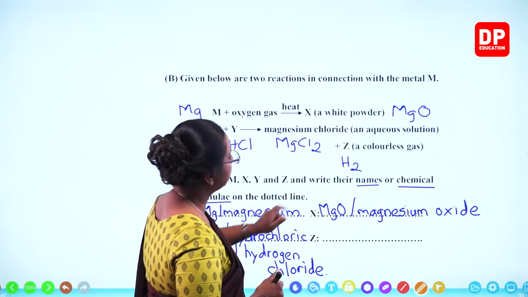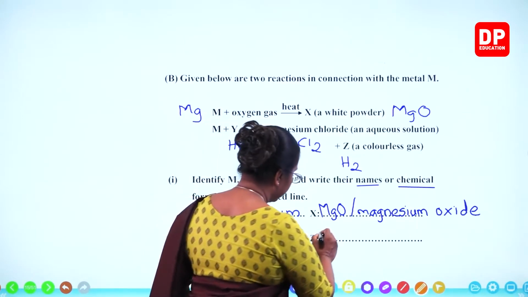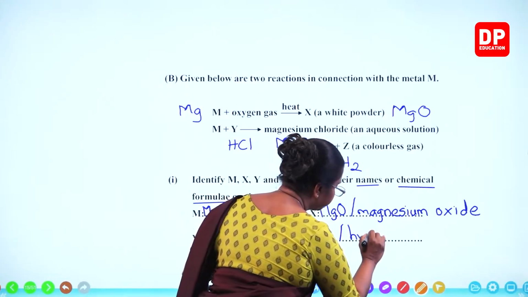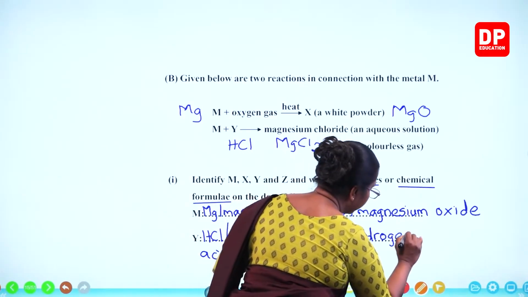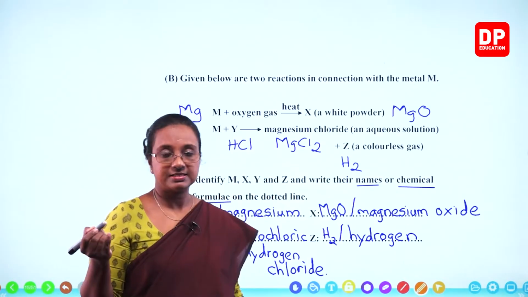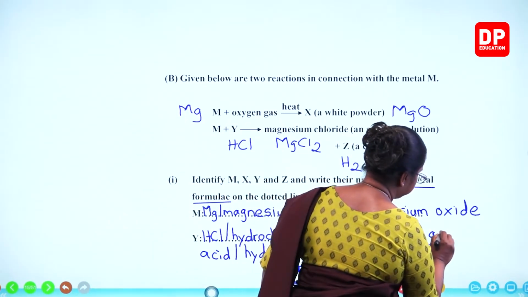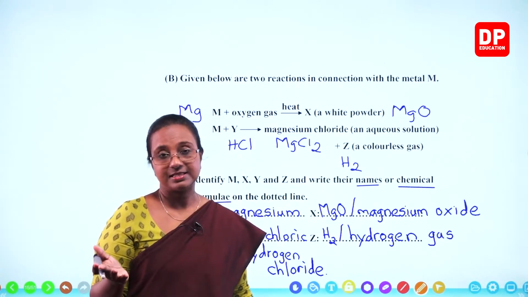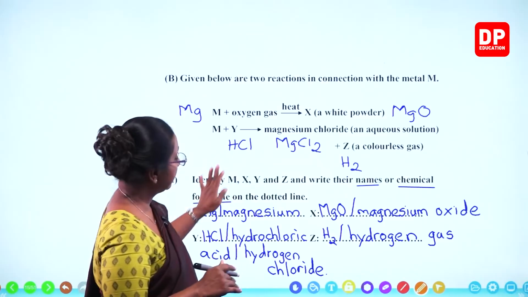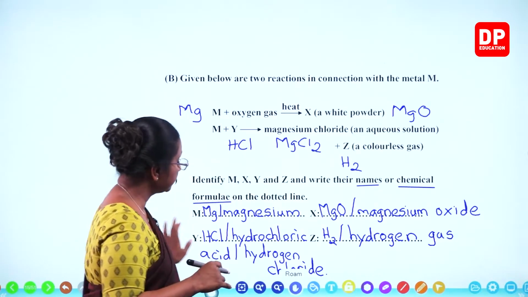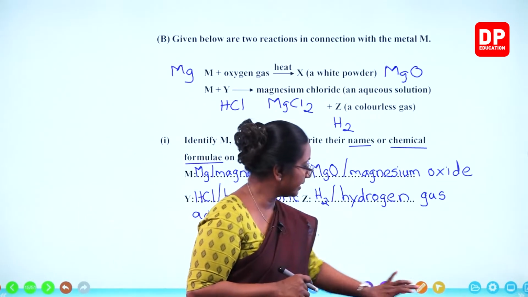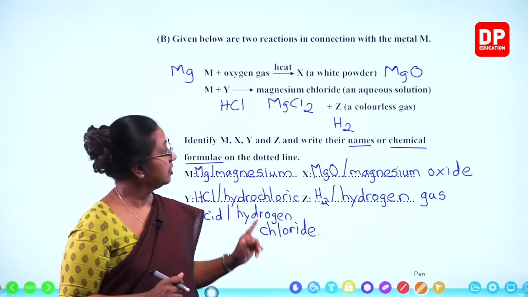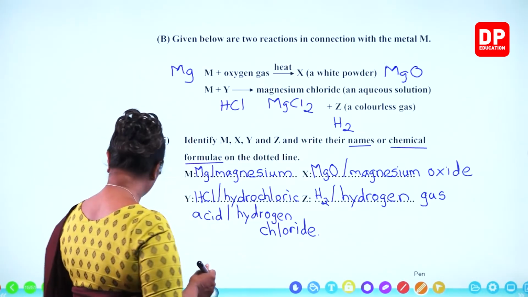And Z we identified as H2 gas. So here this is H2 or hydrogen, or you can even write it as hydrogen gas. You can just leave it as hydrogen, or you can write it as hydrogen gas. Is that okay? So the main thing is to identify the components correctly, the reactants and the products and the reaction correctly. Is that clear, student? So then I'll move on to the next one.